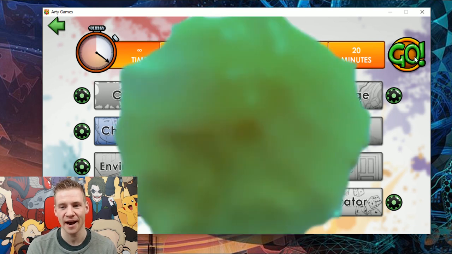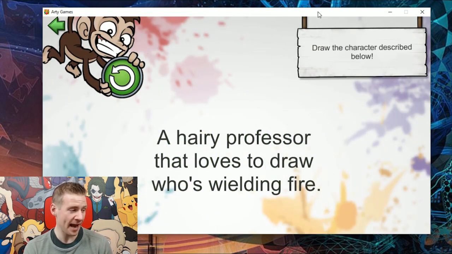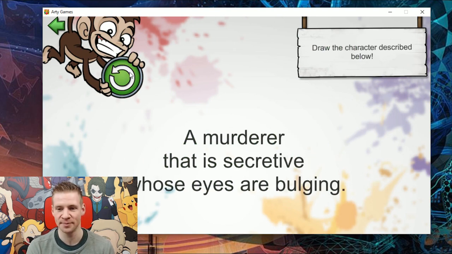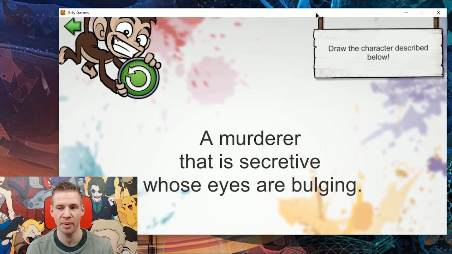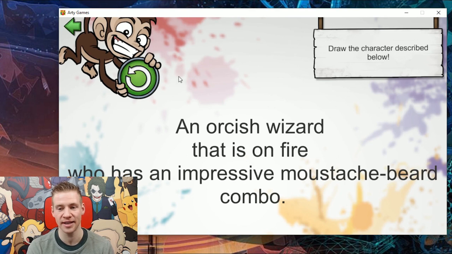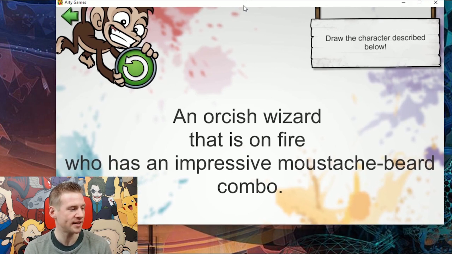And our first character is a hairy professor that loves to draw who's wielding fire. Our second character, a murderer that is secretive, whose eyes are bulging. And our third character, an orcish wizard that is on fire who has an impressive mustache beard combo.